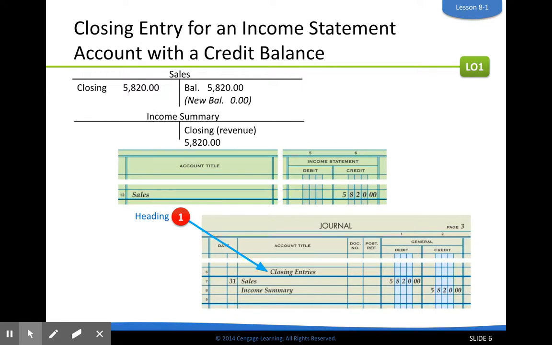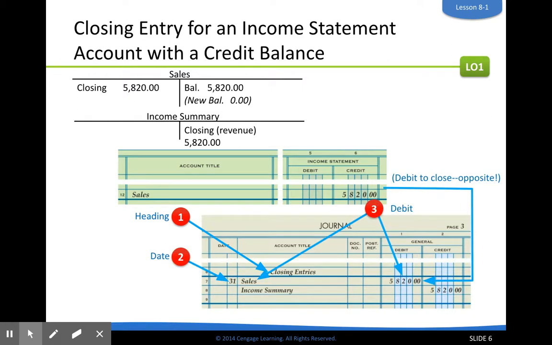Notice that's centered in our journal. And we know how to cancel out a credit of $5,820. We cancel that out with a debit of $5,820. So our closing entry is going to start out with the date and a debit of $5,820. To close out the credit of $5,820, we debit it with a debit of $5,820. And then the other half of our closing entry, we put into income summary. So a credit to income summary, $5,820.